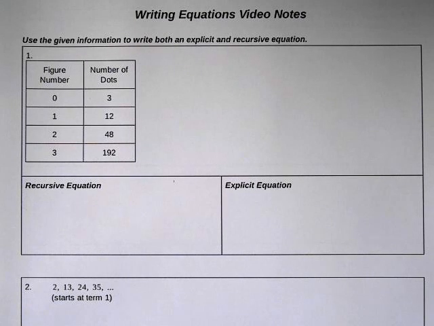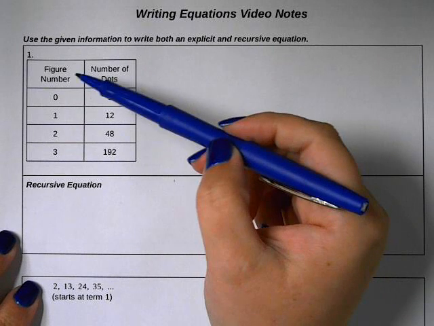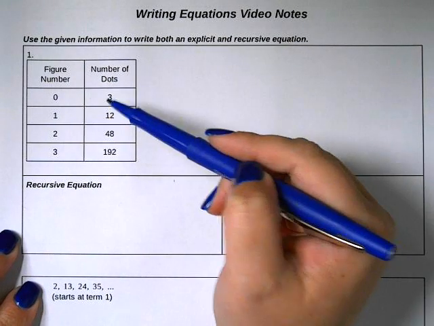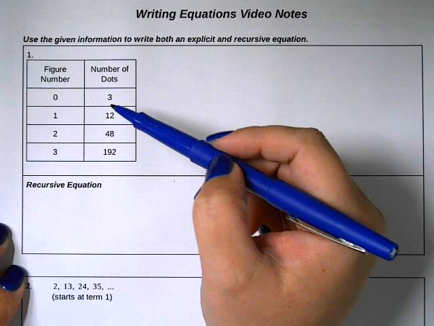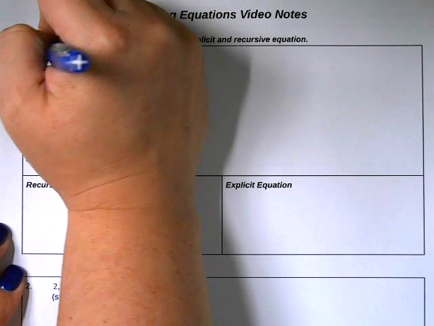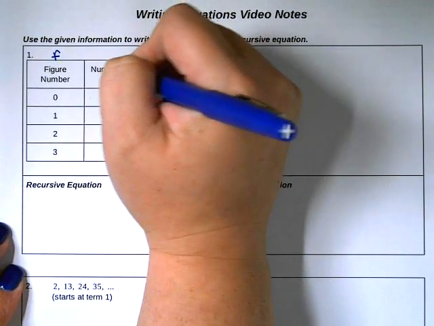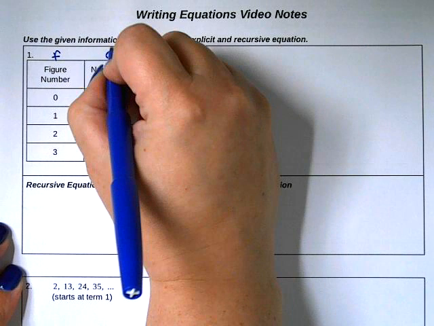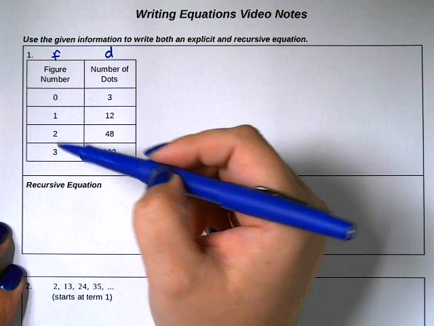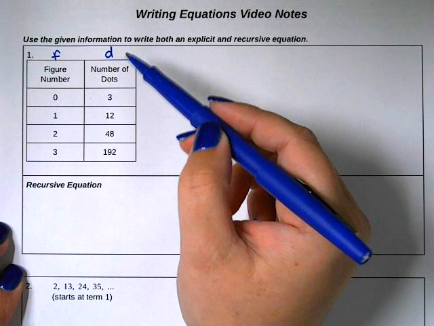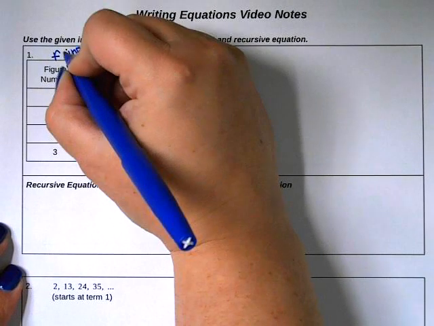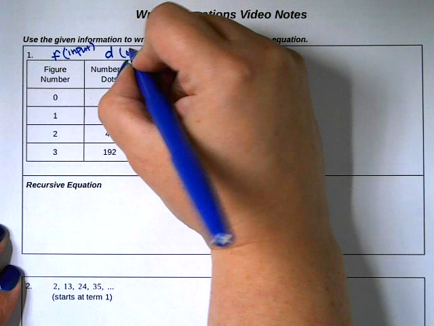So taking a look at number one, we've got this table where we've got the figure numbers and the number of dots. So what I like to do is right away, I like to define what my variables are going to be, and I like to figure out which one's my input and which one's my output. So for my figure number, I'm going to call that F, and for the number of dots, I'm going to call that D. So I know that F, my figure number, is going to be my input, and then the number of dots is going to be my output.